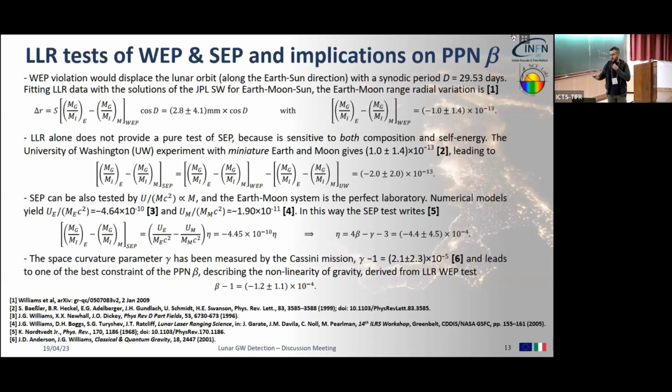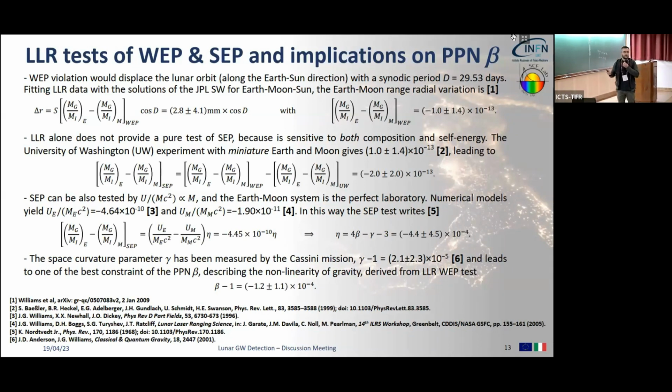You can see here, I will not go into details, why the lunar laser ranging technique is very important, and how, in principle, you can get estimates of the weak equivalence principle. Simply put, if you violate the weak equivalence principle, you have a modulation of the Moon-Earth range, which depends on the periodicity of the synodic period of the moon. You compare it with the solution of the JPL software, and eventually you get this number.